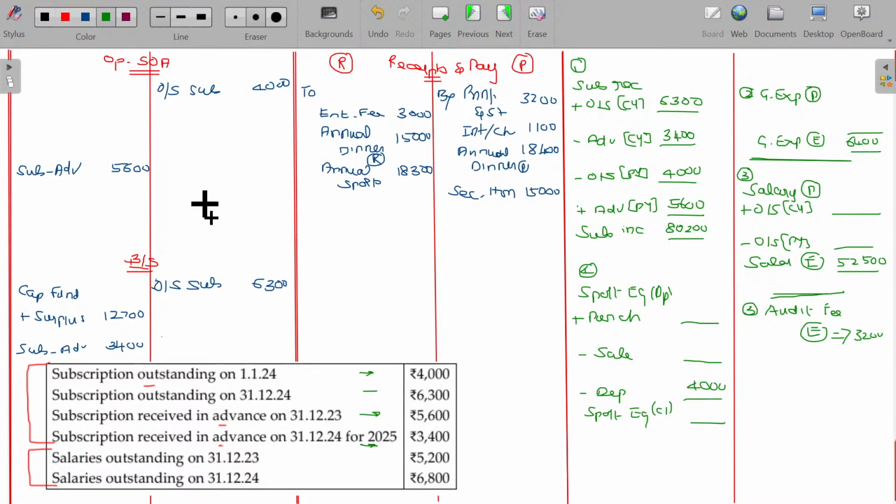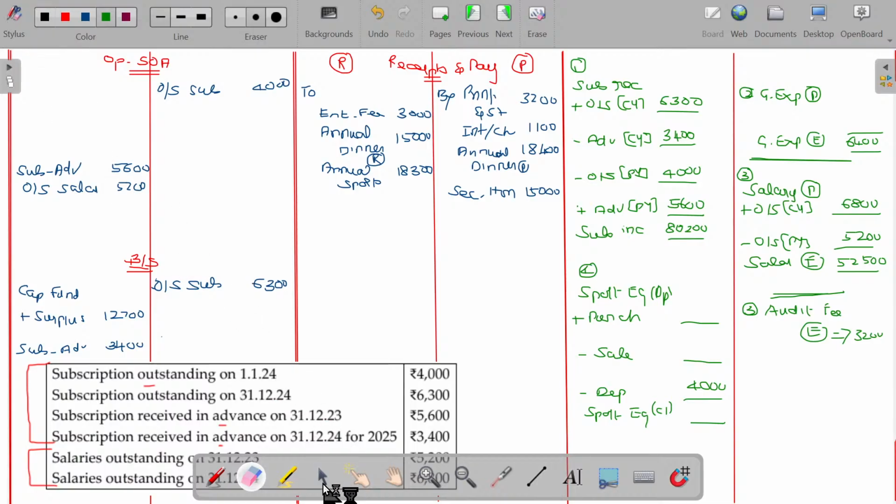And we have been given salaries outstanding on 31/12/23. Otherwise, it's a previous year outstanding salary, the value being 5,200. This being the liability in the previous year. In the liability side, outstanding salary, value being 5,200. And another 6,800 being the outstanding of the current year. And this being the liability for the current year.